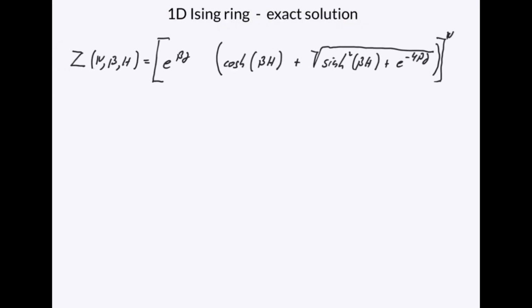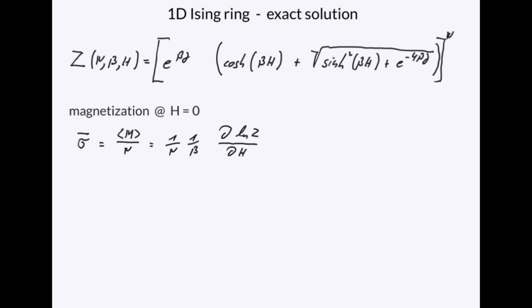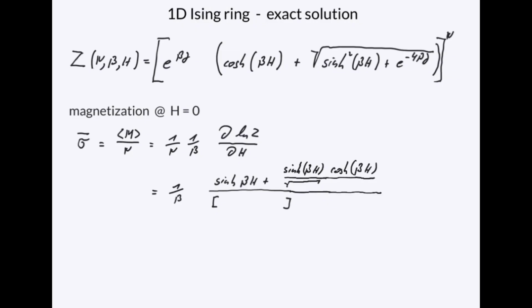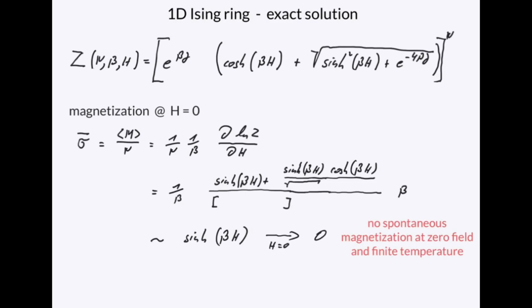Given the partition function, we now can calculate the mean magnetization per particle if we assume the magnetic field is equal to 0. The mean magnetization per particle is given by 1 divided by N, 1 divided by beta, del ln Z del h, which is equal to 1 divided by beta, sine hyperbolic from the derivative with respect to the cosine hyperbolic, plus 1 divided by the square root, times sine hyperbolic times cosine hyperbolic coming from the sine hyperbolic squared in the square root, times the internal derivative of beta h. We see that this is proportional to sine hyperbolic beta h, which for h equal to 0 is equal to 0. Hence, in 1D, there is no phase transition and the critical temperature is equal to 0.